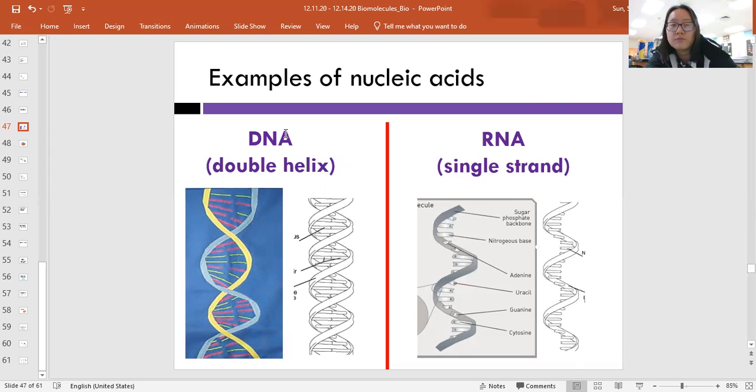And just for kind of cool information, DNA stands for deoxyribonucleic acid, and RNA stands for ribonucleic acid. So the only difference between these two and their stranding is that the sugar in the nucleotides, one is ribose and one is deoxyribose.